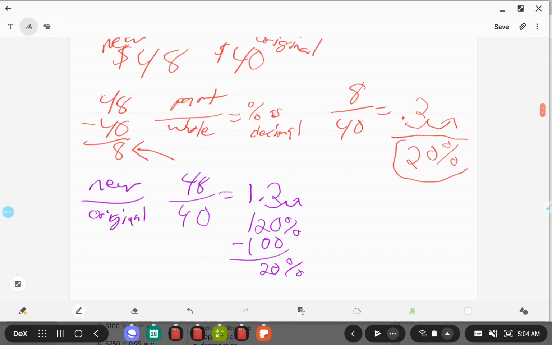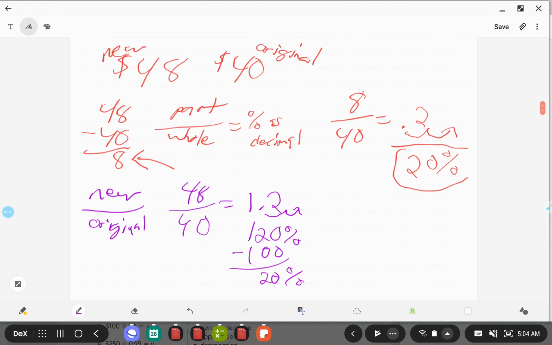So both of these ways of working this problem are very similar. In one of them, you do your subtraction at the beginning. So I did 48 minus 40 gives me 8. And the other one, I did my subtraction at the end, right? So I did my 120 minus 100 equals 20%. So whichever one you prefer to use is really up to you, but you have to make sure you do your subtraction. If you're trying to figure out how much something increased, you have to subtract the smaller one from the larger one. Now these same problems can work differently though.